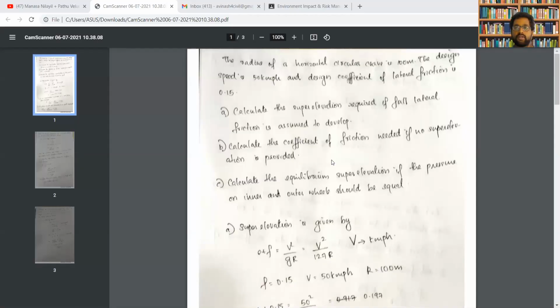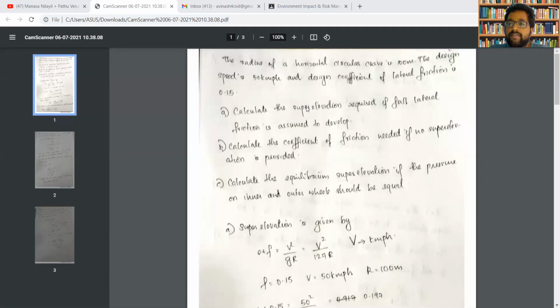So this is the question. The radius of a horizontal circular curve is 100 meter. Radius is given as 100 meter. Design speed is 50 kilometer per hour and design coefficient of lateral friction is 0.15.